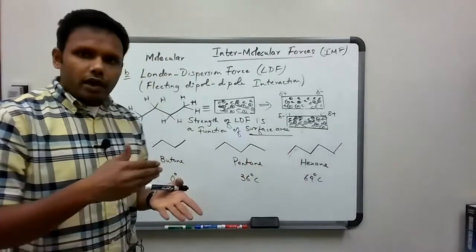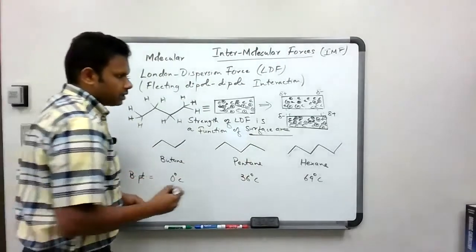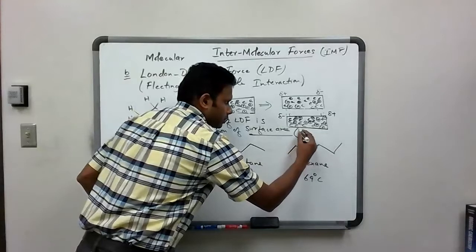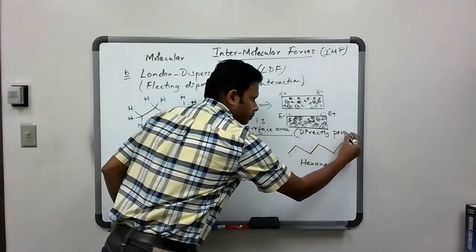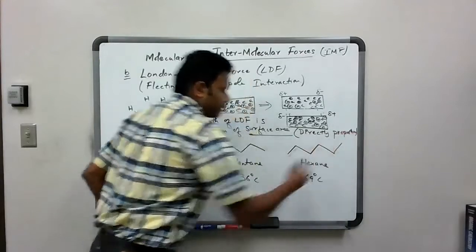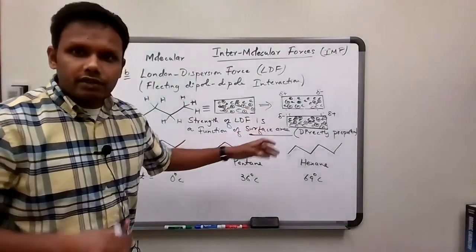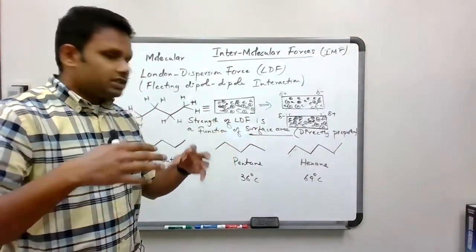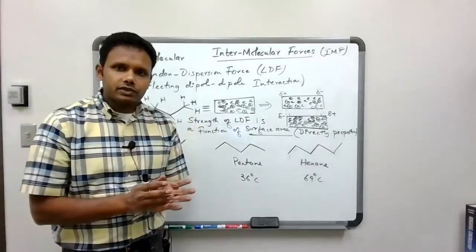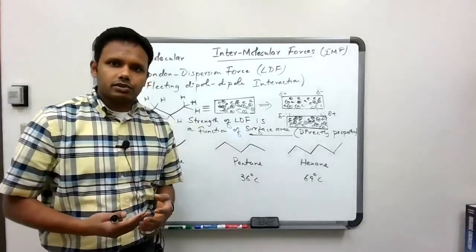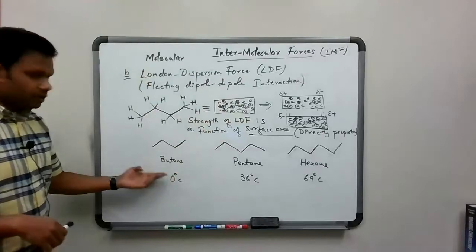So it is a function of surface area, and in fact, I'm going to write this: it is directly proportional. That means if the surface area increases, the strength of the London dispersion force increases. If it is a smaller surface area, the strength of the London dispersion force decreases. And so now with that background, let's come to these numbers.